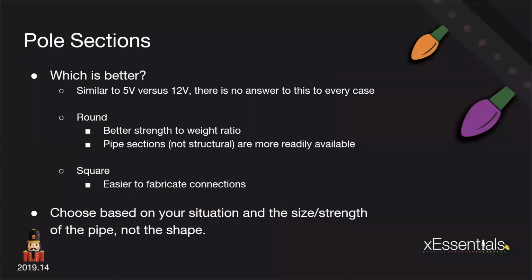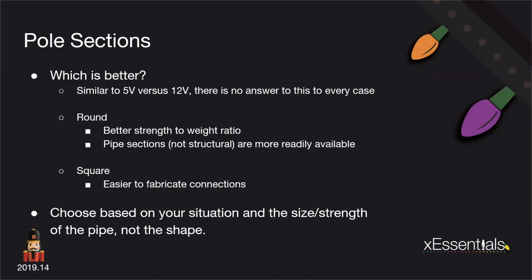So which is better when we get into round versus square? Well, that's kind of like 5-volt versus 12-volt. There's no answer that everybody is going to agree to all the time. Round does have a better strength to weight ratio. So if you're worried about weight, you're going to be better off with a round section. You can also get pipe sections only in rounds. They don't make a square pipe section because you can't thread the end of it and screw it into something else. But square is easier to fabricate connections at the bottom.